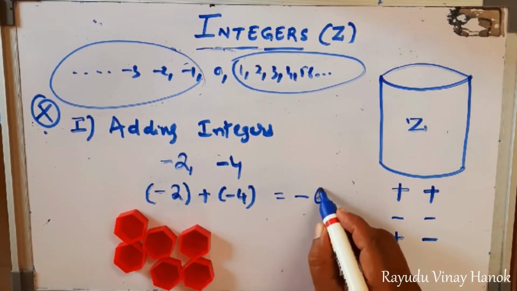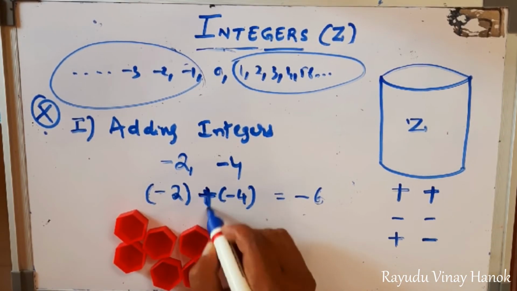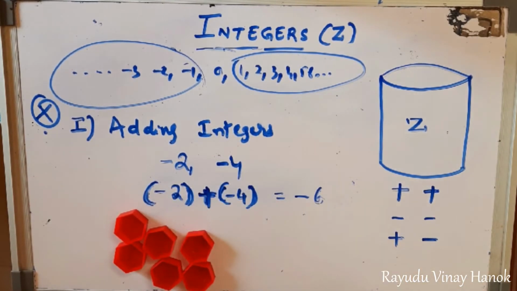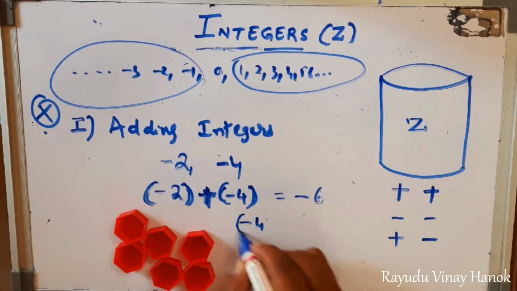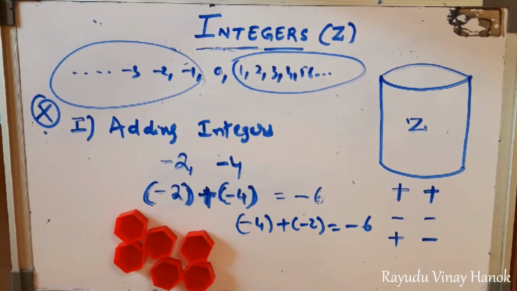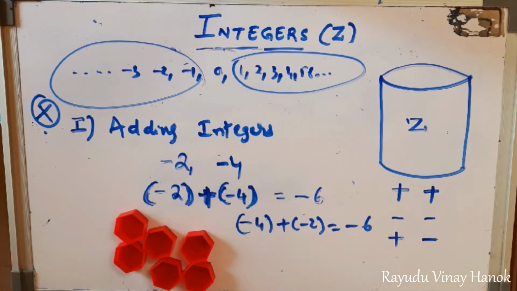So, minus 2 plus minus 4. This is the main operation. These are the numbers we took. Minus 2 plus minus 4 is equal to minus 6. Or you can write it as minus 4 plus minus 2 is equal to minus 6. Yes, your teacher taught you like this. You have taken 2 rupees and you have taken 4 rupees from him. How much money have you borrowed? 6 rupees. So 2 negative numbers, their sum gives you a negative number again.